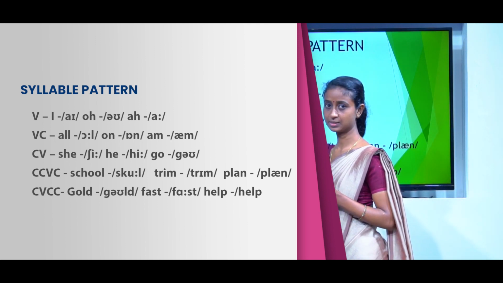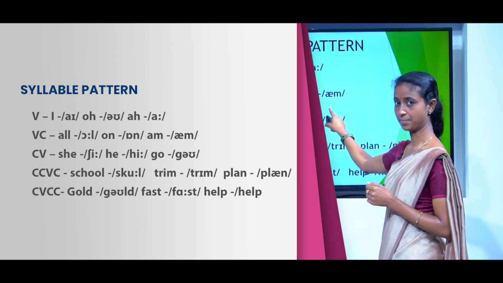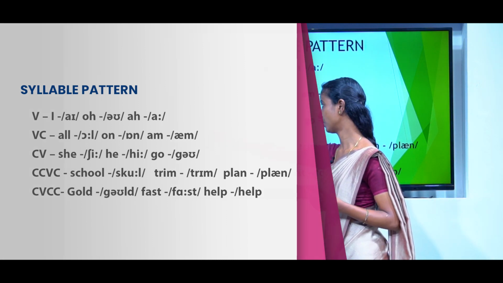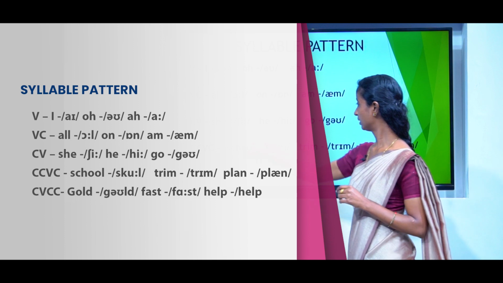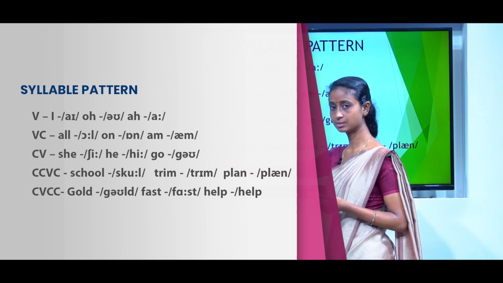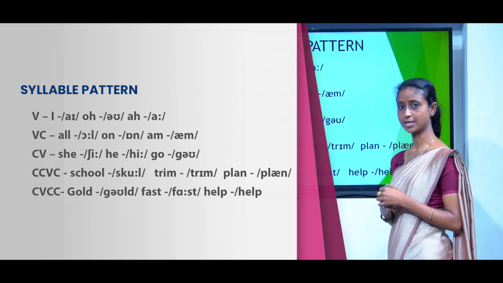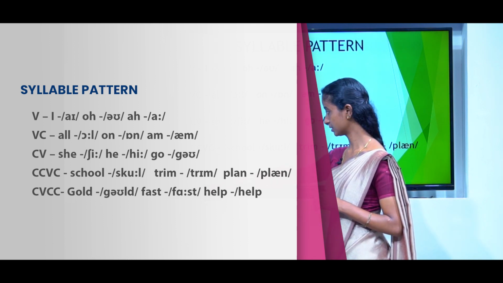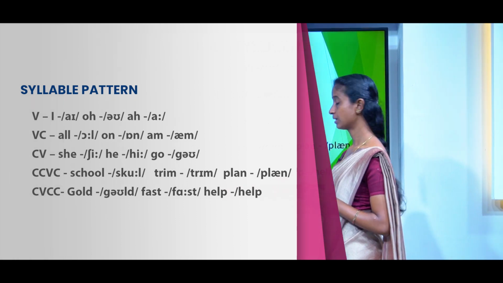Then a vowel plus an arresting consonant. Examples are all, on, am. Then a releasing consonant plus a vowel. She, he, give. Then it's possible to have 2 releasing consonants in the beginning, a vowel plus an arresting consonant. Examples are school, trim, and plan. Then an initial consonant, a vowel plus 2 arresting consonants. Examples are girls, fast, help.